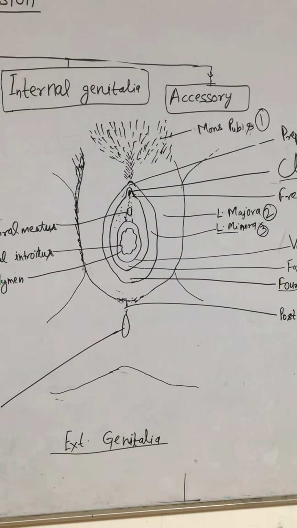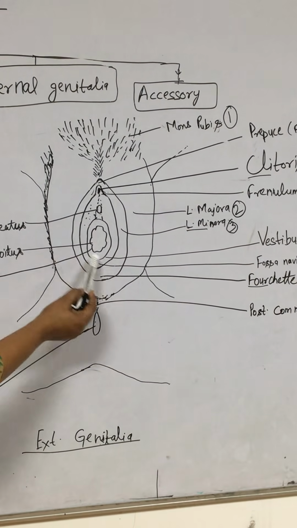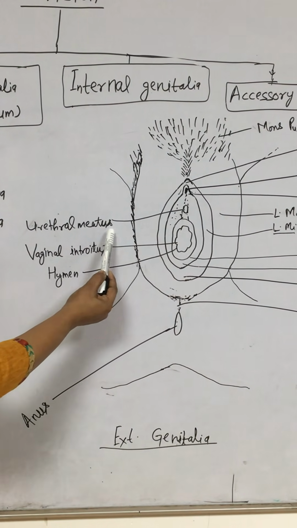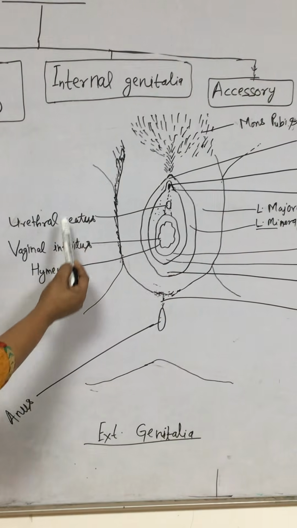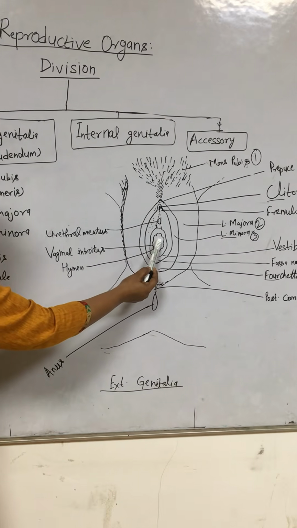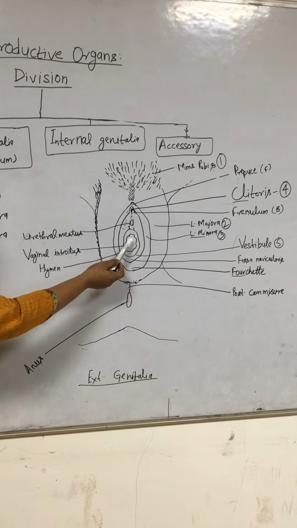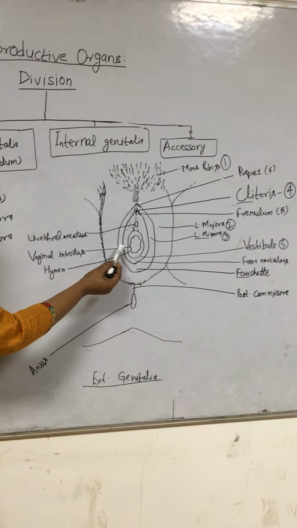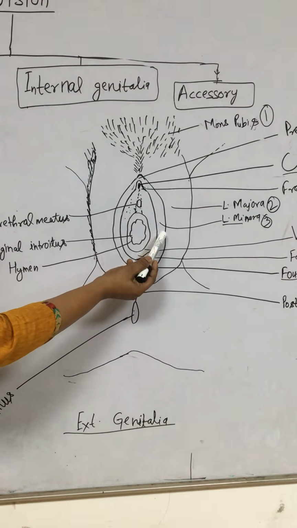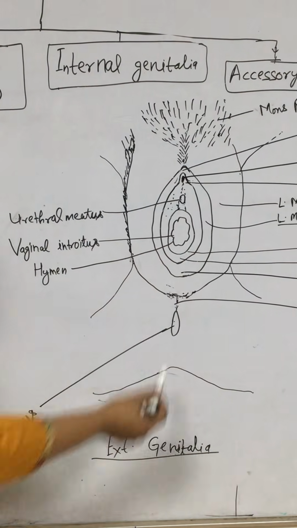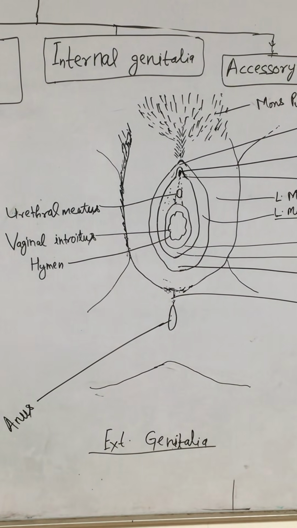And there are 4 openings in the vestibule. One is the urethral meatus, from where the urine passes out, and second is the vaginal introitus, which helps in copulation, and uterine secretions etc. come out from here. And there are 2 Bartholin glands situated laterally which open into the vestibule. Total 4 openings in the vestibule are there.